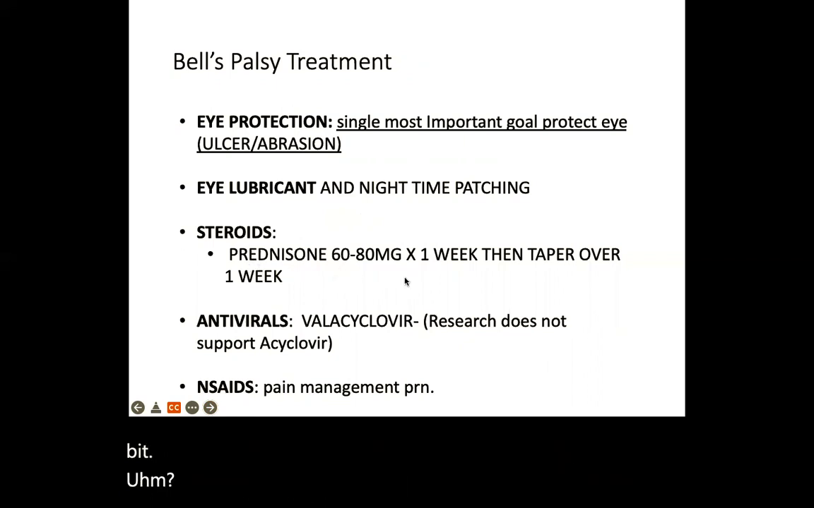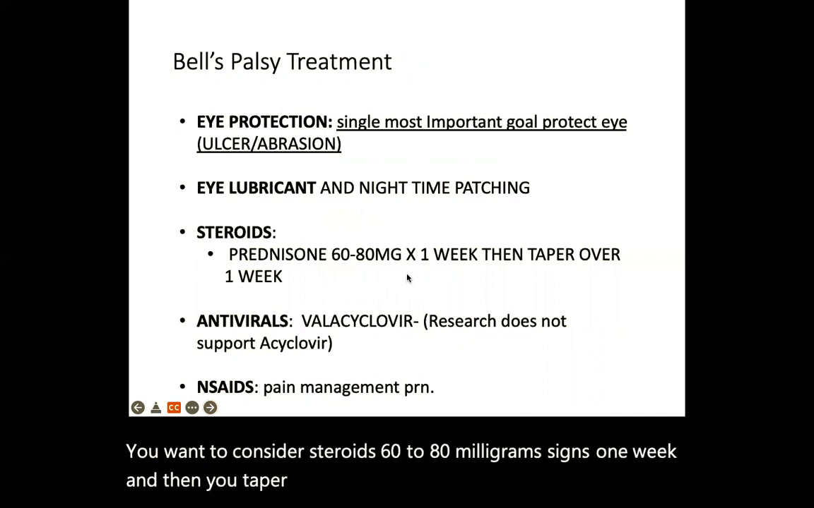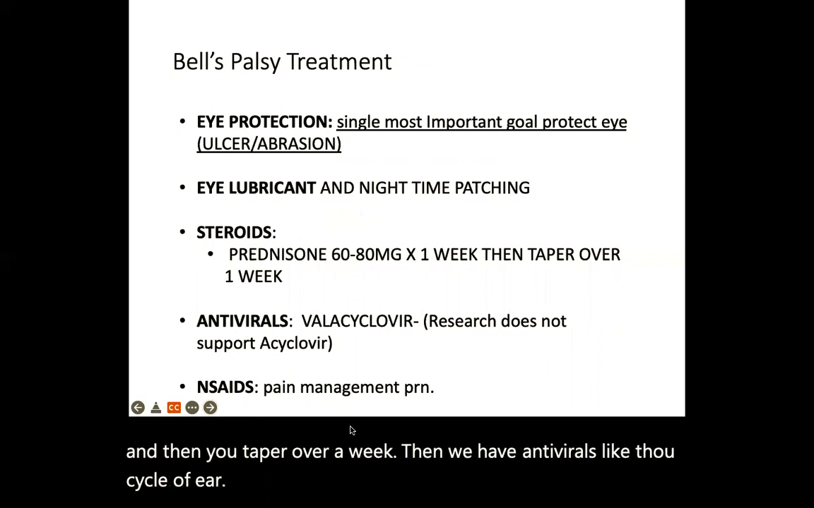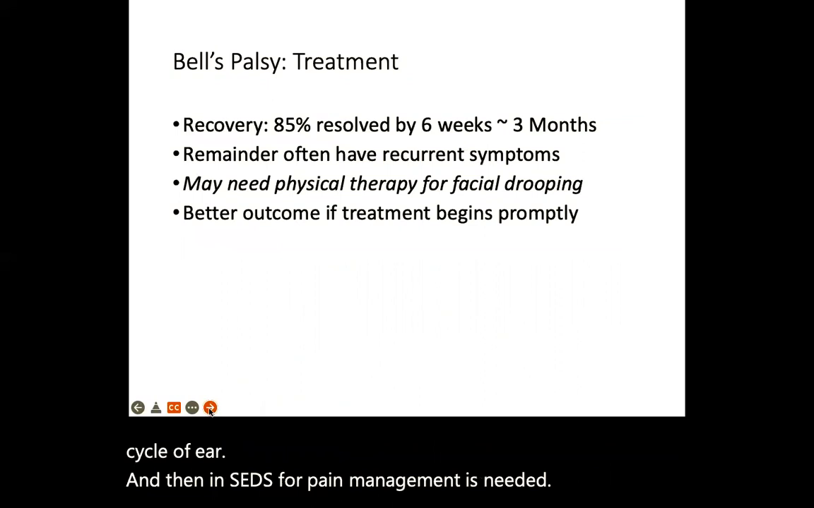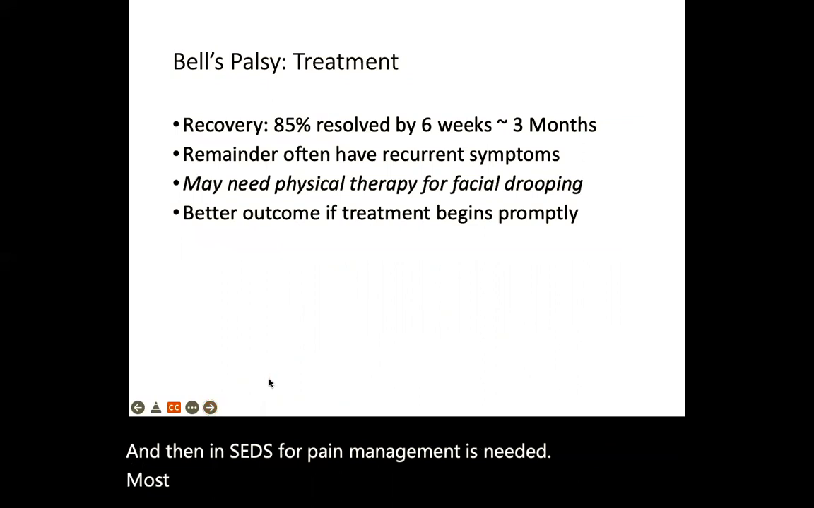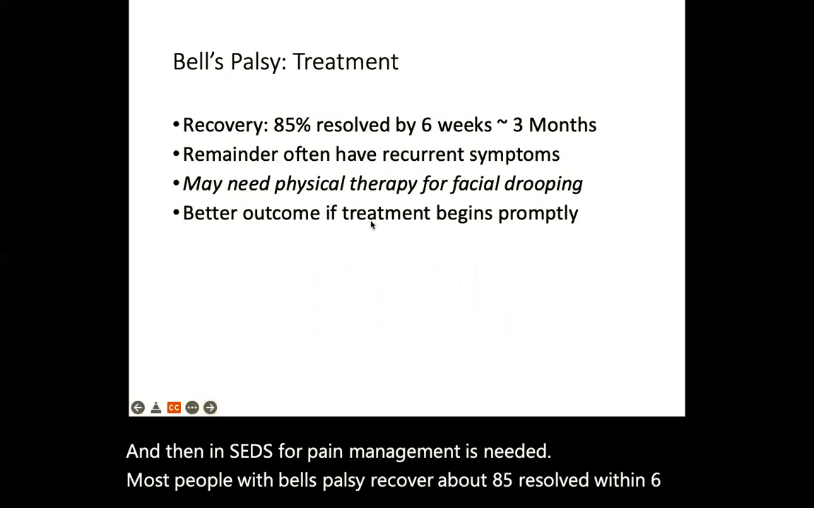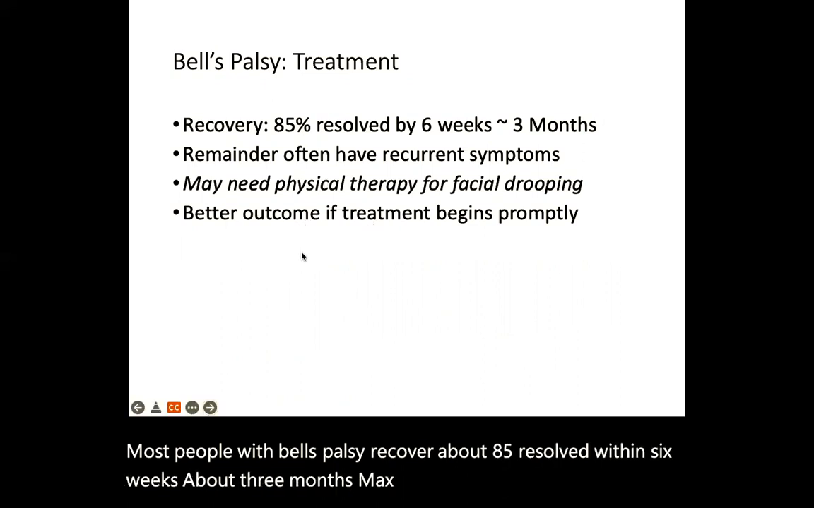You want to consider steroids, 60 to 80 milligrams times 1 week, and then you taper over a week. Then we have antivirals like valacyclovir, and NSAIDs for pain management as needed. Most people with Bell's palsy recover, about 85% resolve within 6 weeks, about 3 months max. The remainder often have recurrent symptoms.